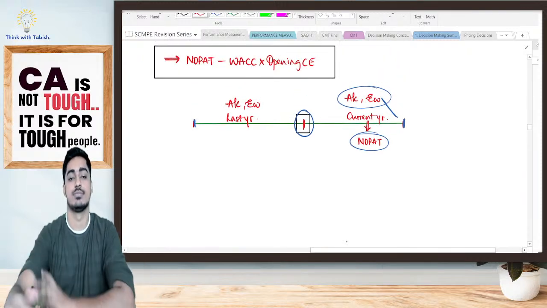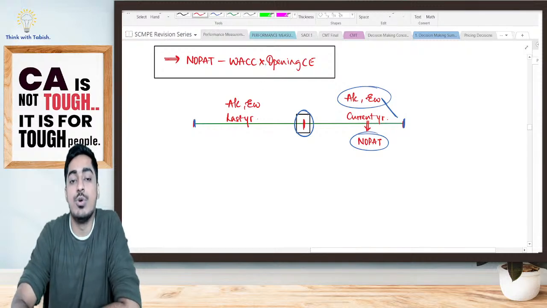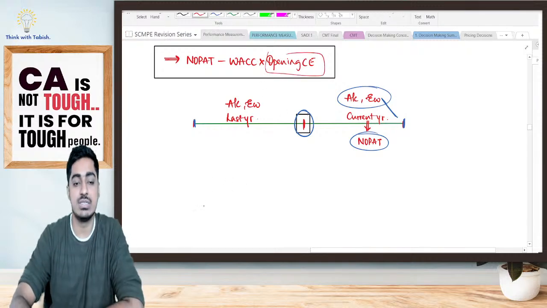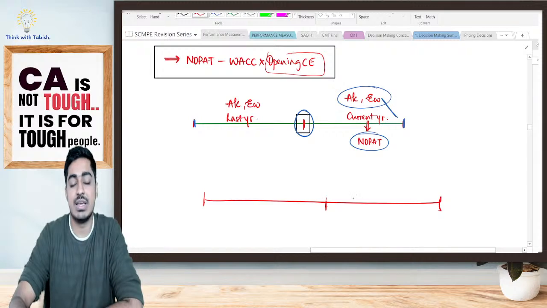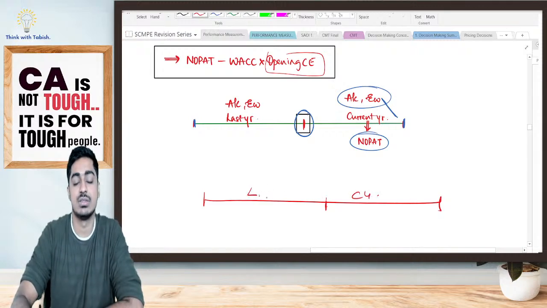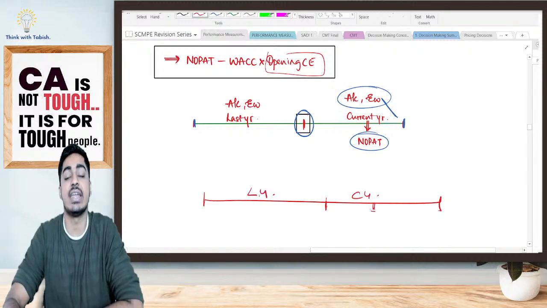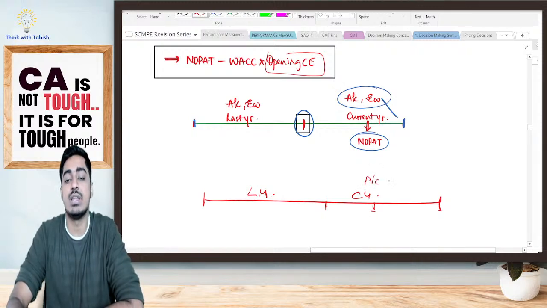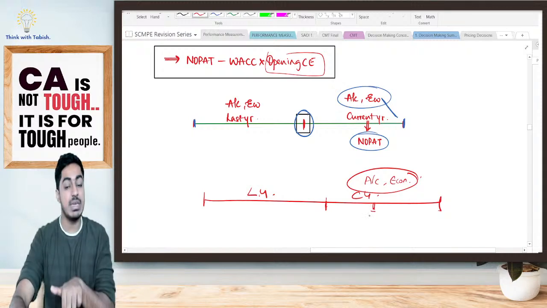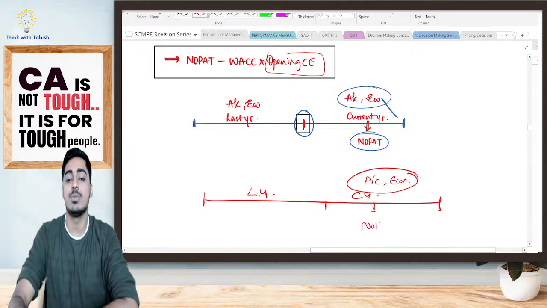Now, yes, I want my opening capital employed. Now look at this. This is my current year, this is my last year. Current year transaction, whatever my accounting as well as economic transactions are there. Where will it impact? It will impact my current year profit, that means my current year NOPAT.